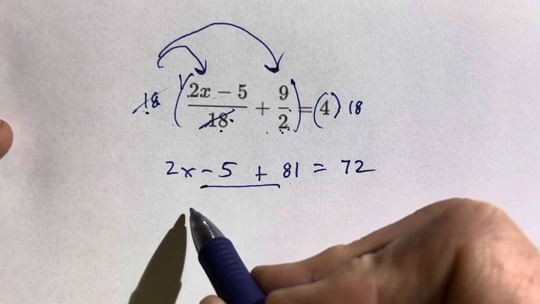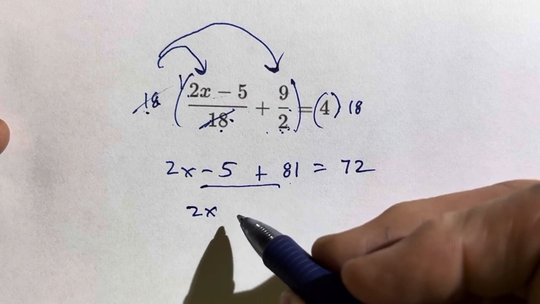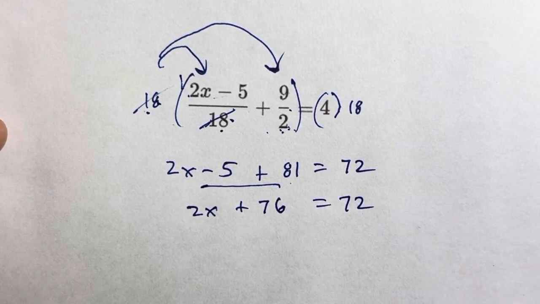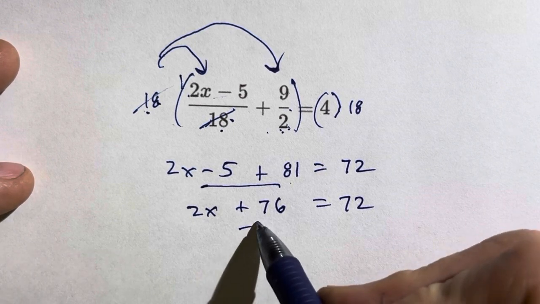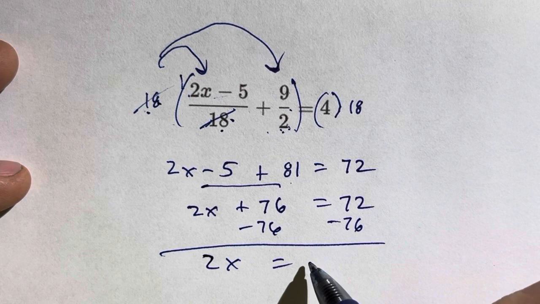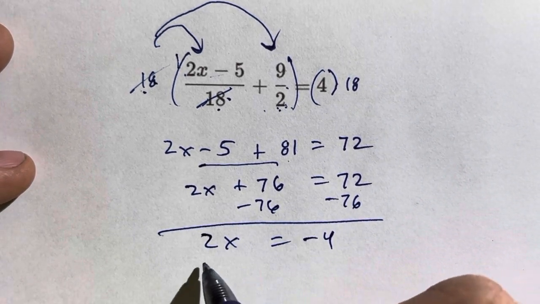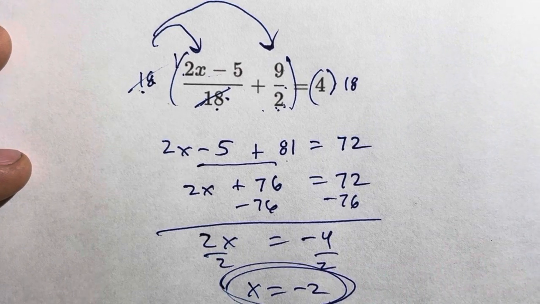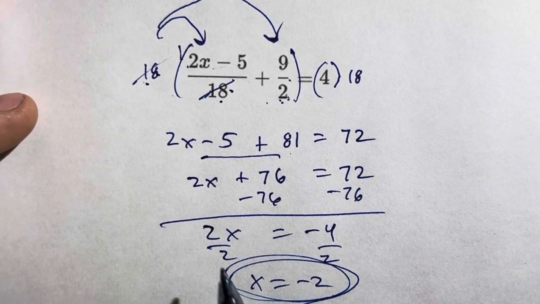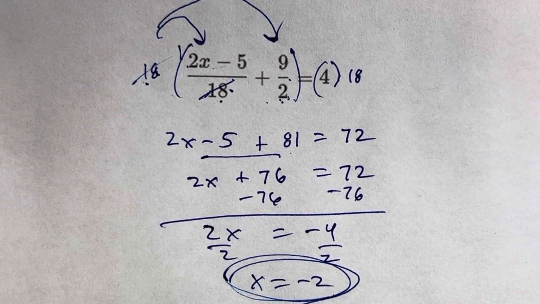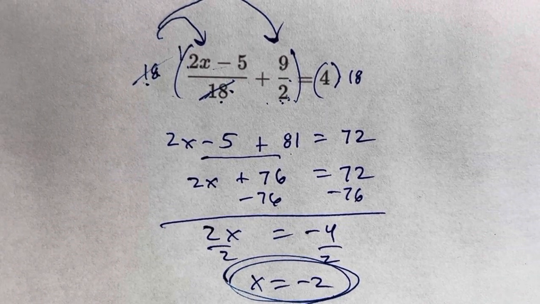All right, here's like terms, so let's add them together. Negative 5 plus 81 is 76. And then subtract 76 on both sides. And that's a negative 4. And then divide by 2. Negative 2 is an answer. So distributing, I think, makes the problem so much easier. It gets all the fractions out of the way, and then you can just solve it like normal.